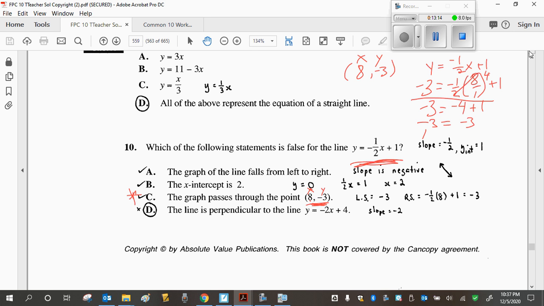If they are, and we're going to do this much more in the future, left hand side equals the right hand side. That means, therefore, 8, -3 is on the line. Voila. Homework out.